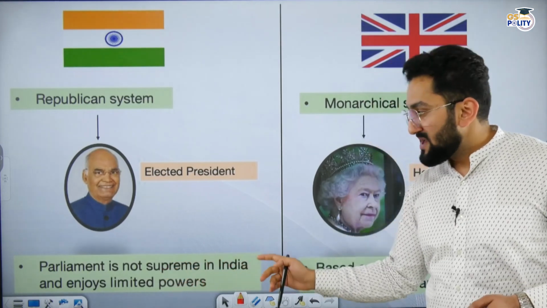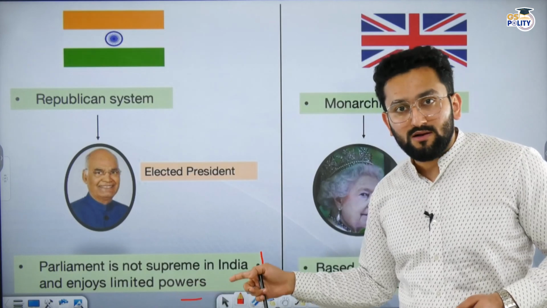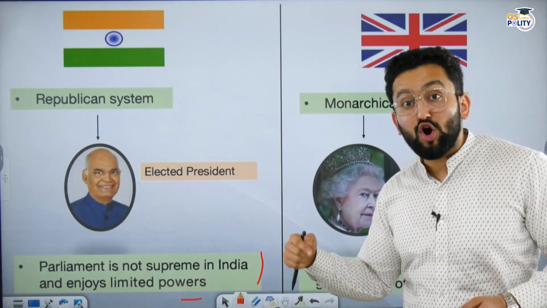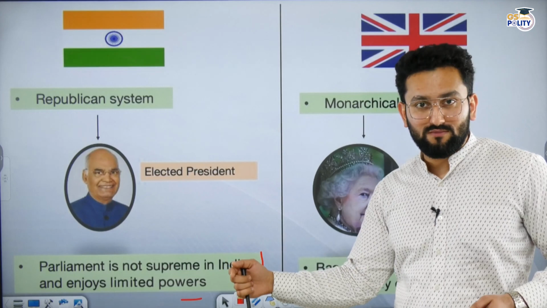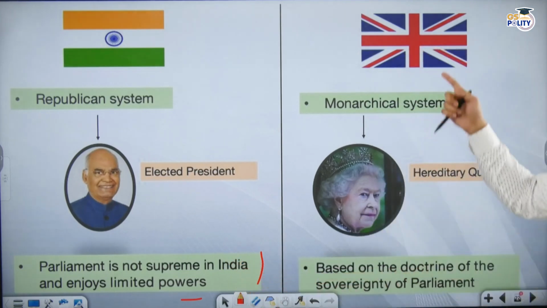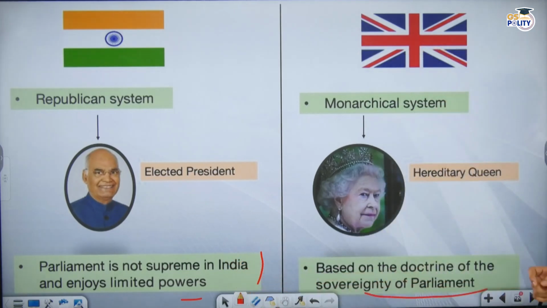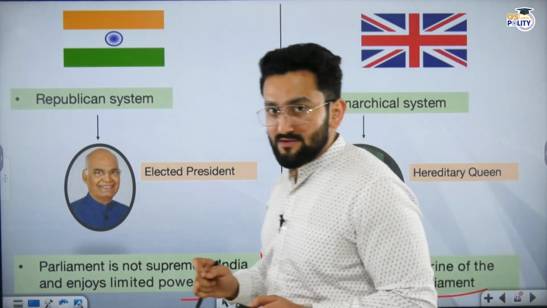So parliament is not supreme in India and enjoys limited power, because we have constitutional supremacy. But in the case of Britain, their parliament is supreme, parliament is sovereign.